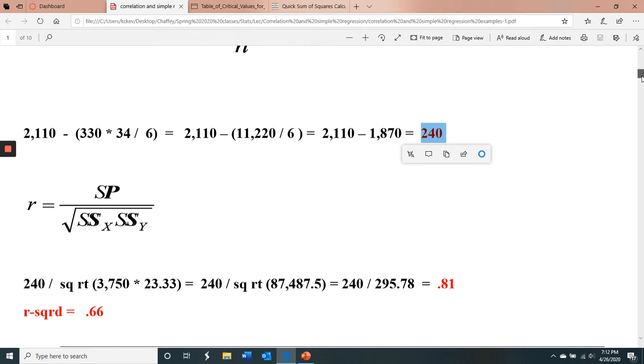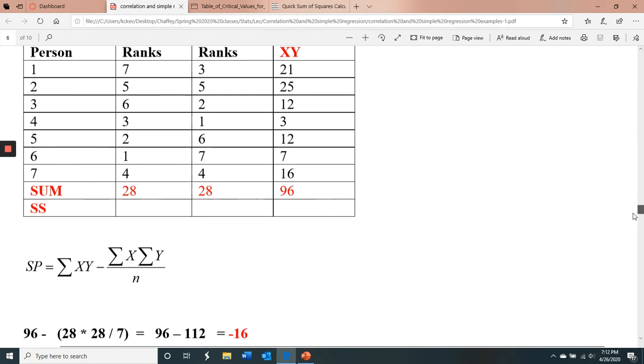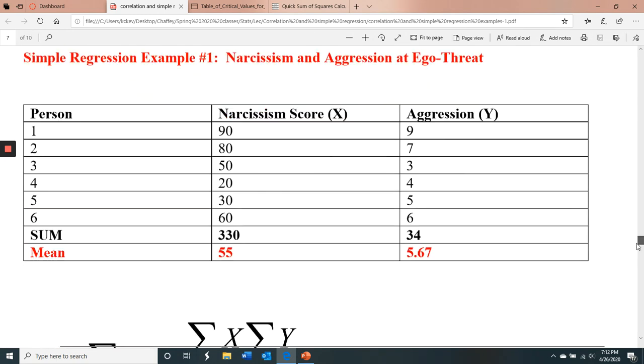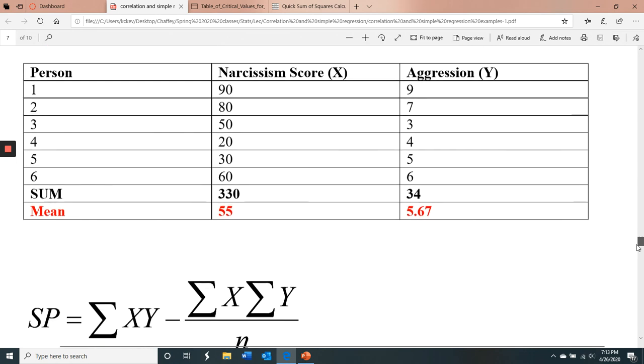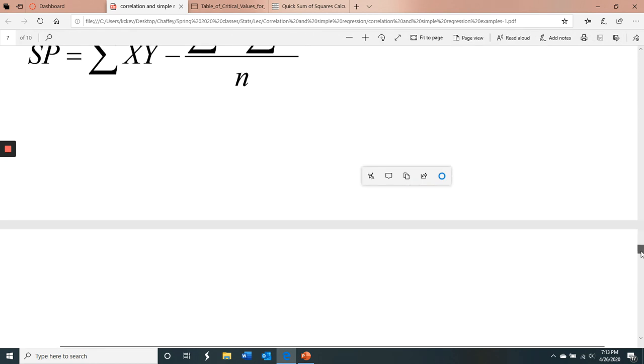So we're actually ready to roll. The only thing that we need to do the linear equation is the mean of x and the mean of y. We didn't need that for the correlation. We need it for the linear equation, and that's real easy because we already did the sum of x and the sum of y above. So all we simply do is take the sum of x, divide it by 6. The mean of narcissism, x, is 55. The sum of y was 34. 34 divided by 6 people. The mean of y is this. That's the only thing that we need that's new. Now we're ready to roll.